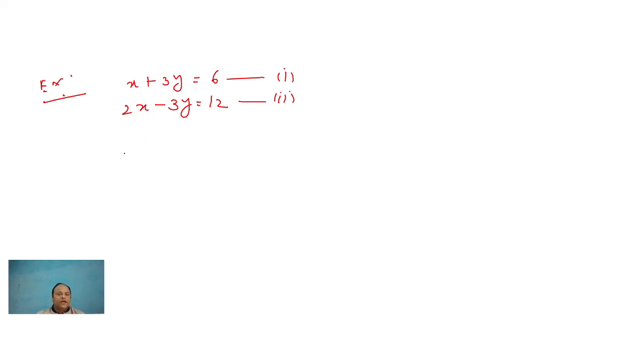Okay, firstly the graphical method. I'm going to use the graphical method. Let us draw the graphs of these equations. First, suppose this is x and this is y. If I take the value of x as 0, then from equation 1, y will be 2, and if I take x as 6, then y will be 0.